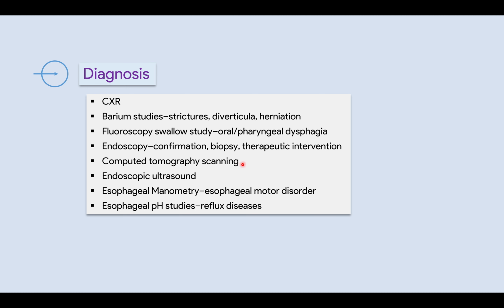CT scanning, if the patient is suffering from malignancy, might be needed to see if the disease has spread to some other region. Endoscopic ultrasound, this is a new modality which has been added to our armamentarium, in which we will be able to understand if the lesion is in the muscle or outside the muscle, outside the esophagus, or in the mucosa. Esophageal manometry and esophageal pH study, these are for the motor disorders as well as for the reflux diseases. These are special tests which are not available everywhere, and we'll be able to understand what kind of disease the patient is suffering from.